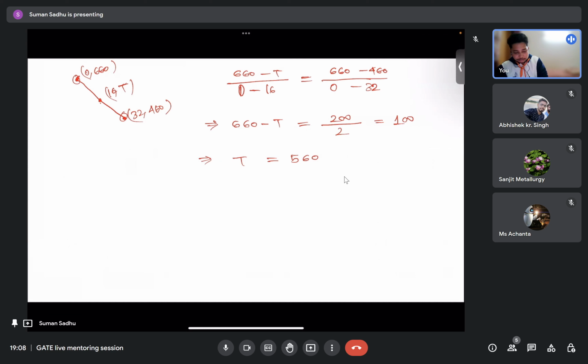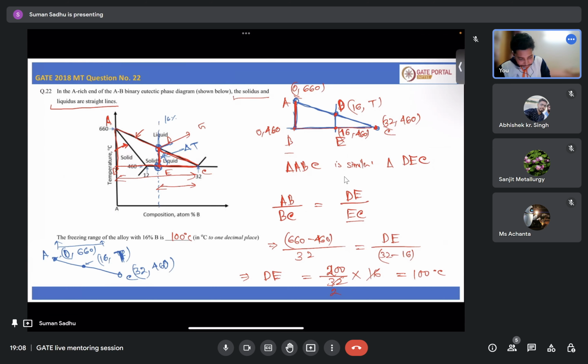So this temperature is 560, and this temperature is 460. Then what is the freezing range? The difference between these two temperatures, 560 minus 460, so that is also 100. So in whichever way you are comfortable, you can use any of these techniques.